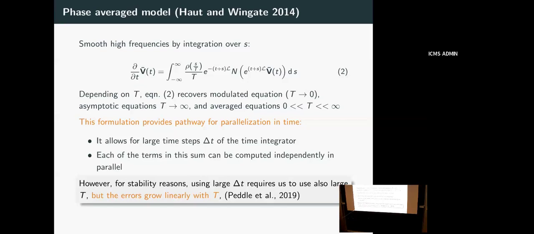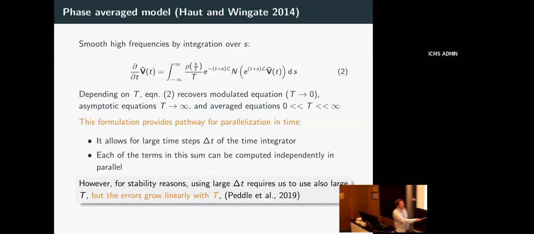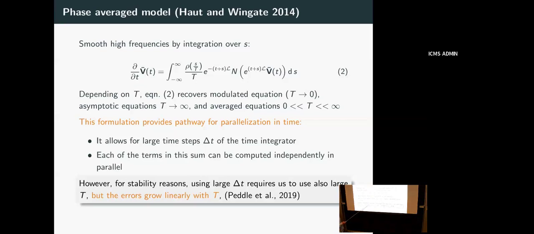However, when we look at the original averaging, which was also started by Pedlosky, the error grows linearly with t. But for stability reasons, when we use a large time step, we also need a large t. So this is a little bit of a problem. And the larger t gets, the larger the error gets. This is the reason why we want to try to improve this, having large time steps, having large averaging windows, but reducing the error.